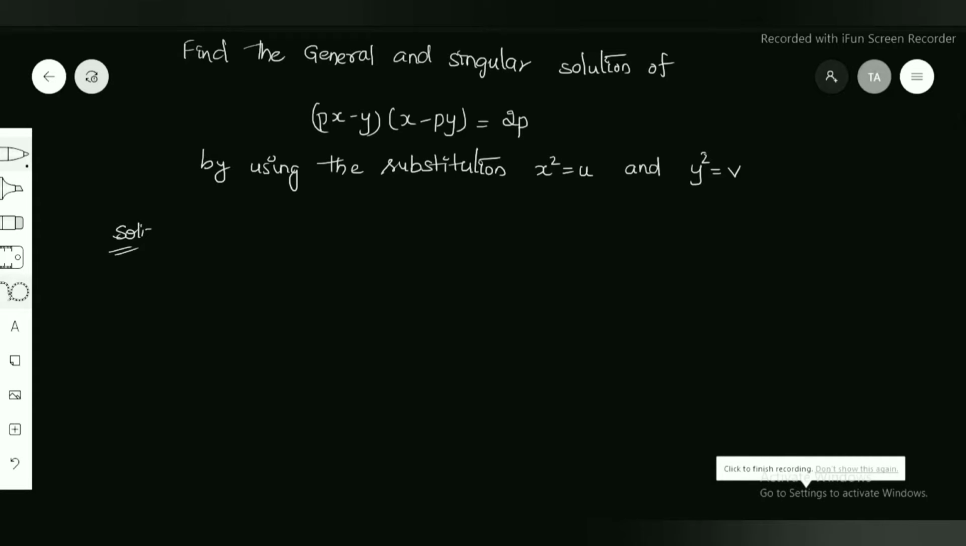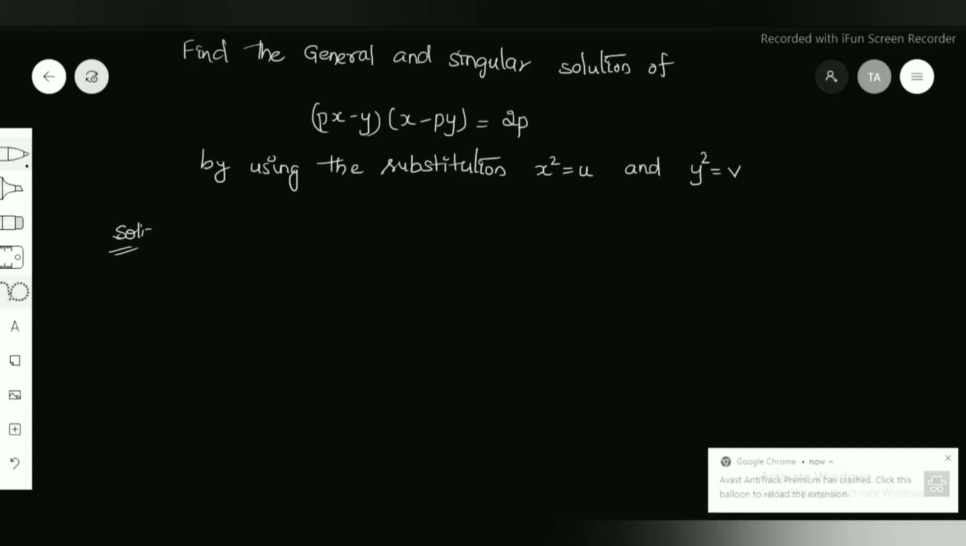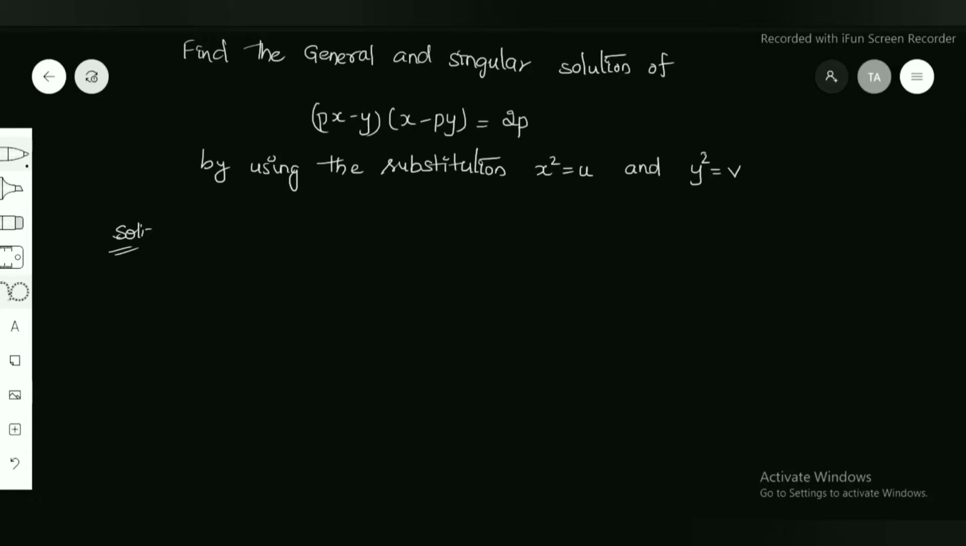Okay, the next question which we have is: find the general and singular solution of (px - y)(x - py) = 2p by using the substitutions x² = u and y² = v. By looking at the differential equation, we can say this is not in the Clairaut's form.